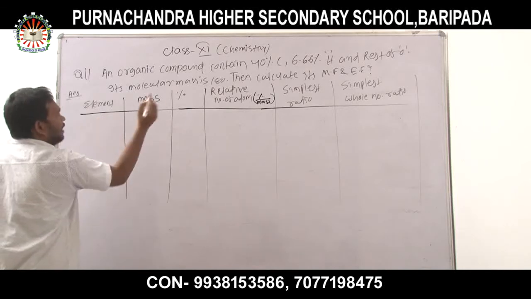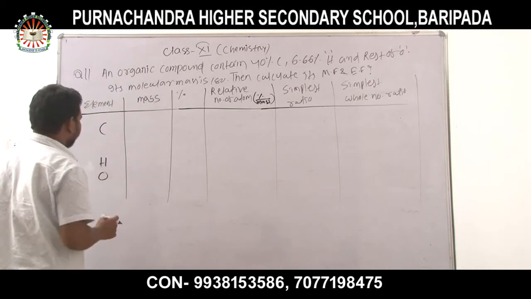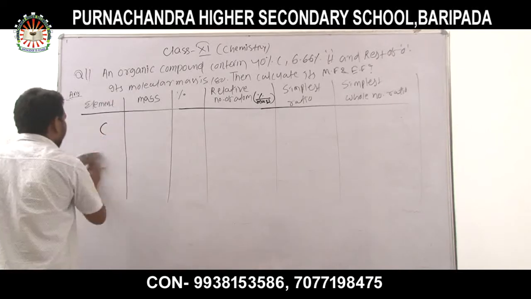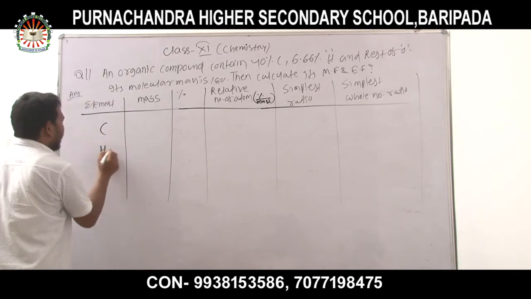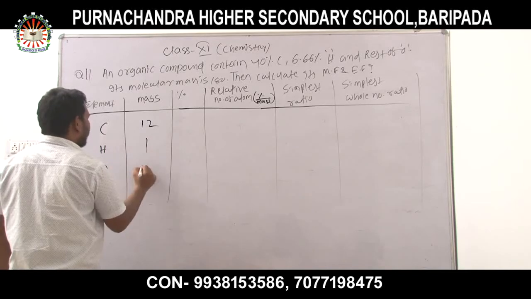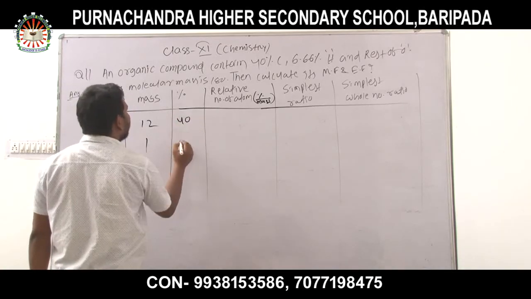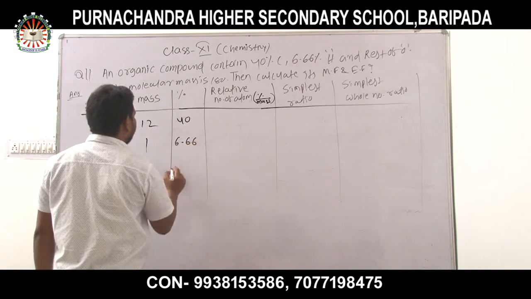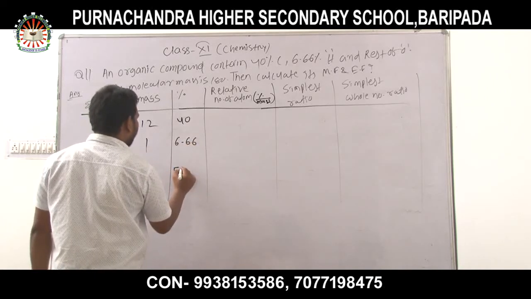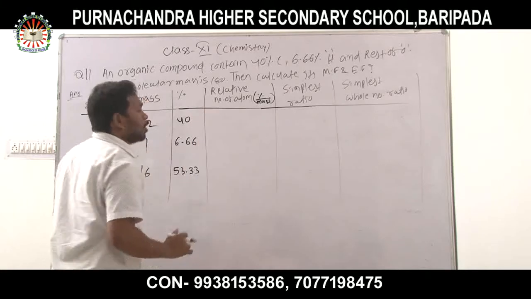The elements present are carbon, hydrogen and oxygen. Carbon mass is 12, hydrogen is 1, oxygen is 16. The percentages are 40%, 6.66%, and 53.33%.